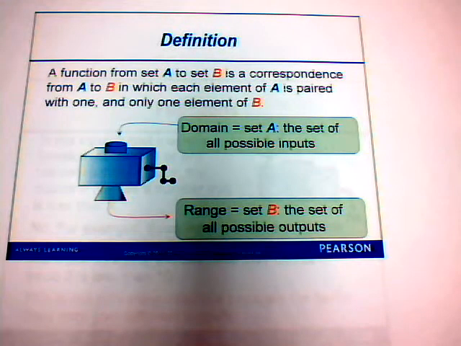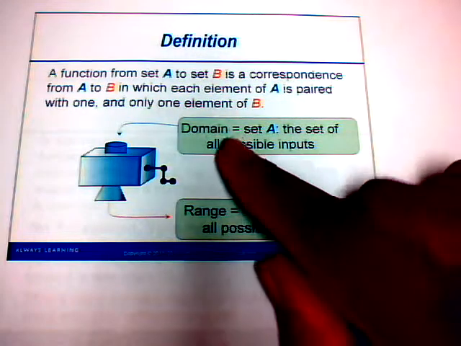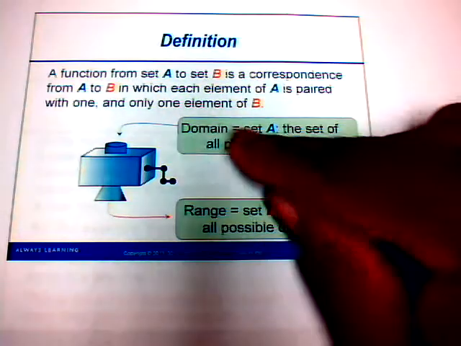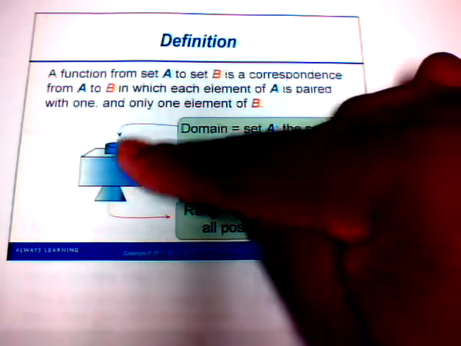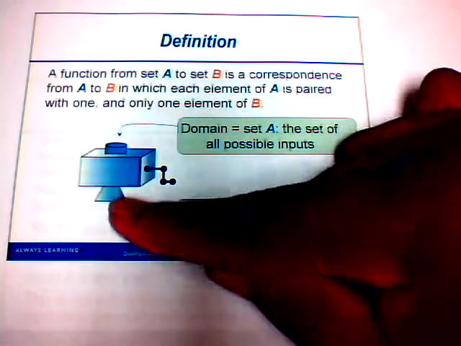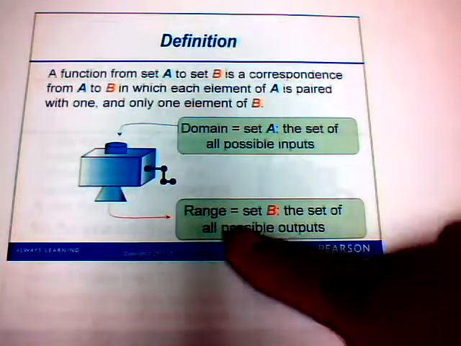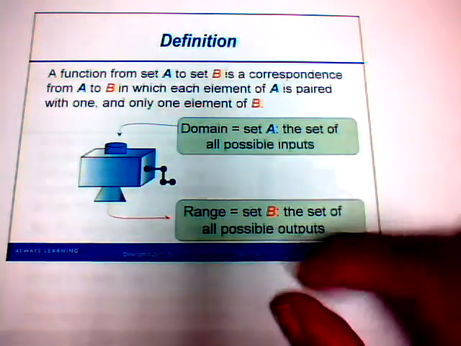Okay. A function from set A to set B is a correspondence from A to B in which each element of A is paired with one and only one element of B. So in this case here, the input, that's your domain. That's the set of all the inputs. And all the outputs represent the range, which is set B.